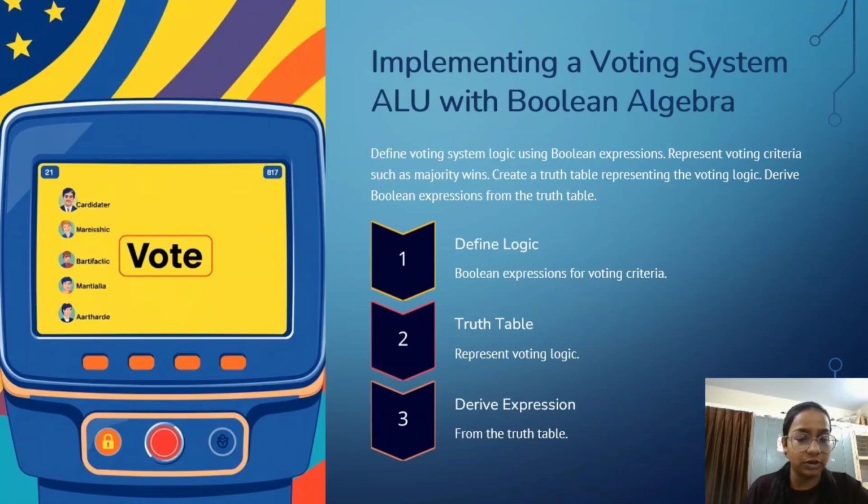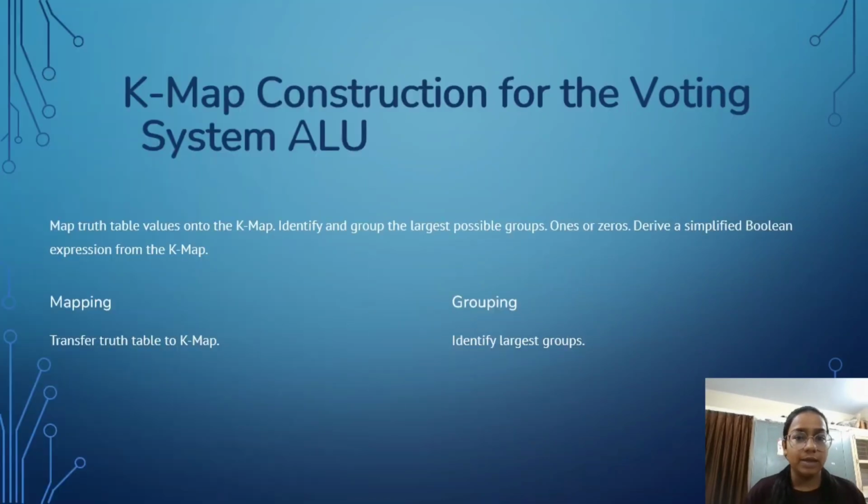First, we'll define the logic, translating voting criteria, for instance that a simple majority wins, into a precise Boolean expression. We will take this expression and represent the entire voting logic in a truth table. This table will systematically show all the possible combinations and prepare us for K-map construction for the voting system ALU.